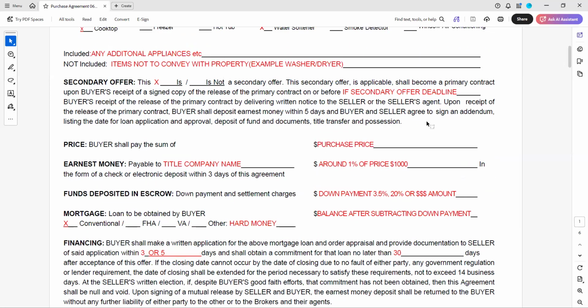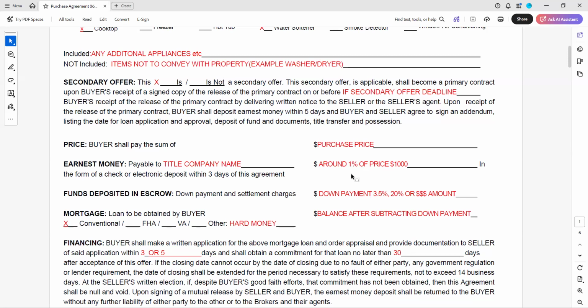The price the buyer shall pay the sum of, so that's the purchase price. So how much do they want to offer on the property based on your comparables for sold like for like properties there. Earnest money is always going to be paid to the title company, and it's around 1% of the purchase price. So for instance, if you have a $250,000 property, it could be $1,500, $2,000, $1,000, $2,500. It's not an exact number. It's just whatever the buyer is comfortable allowing the title company to hold.